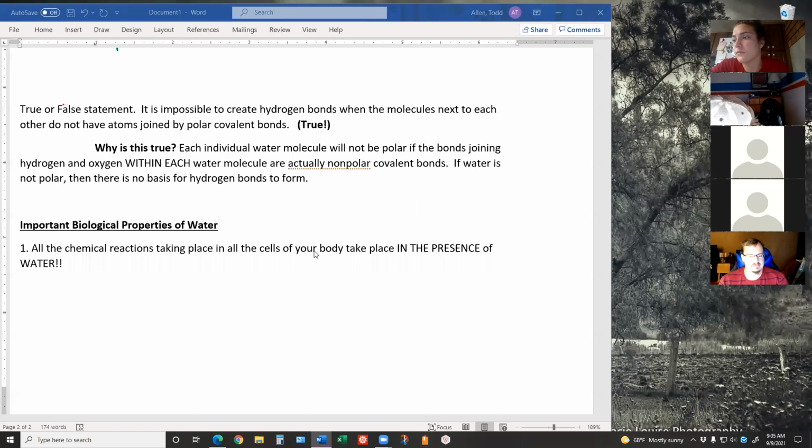That's the way water is inside your body and inside your cells. All the chemical reactions taking place in the cells of your body take place in the presence of water. And what I'm trying to say to you is that water is not a passive bystander in the chemical reactions. Water participates in the chemical reactions and allows the chemical reactions to actually work properly.